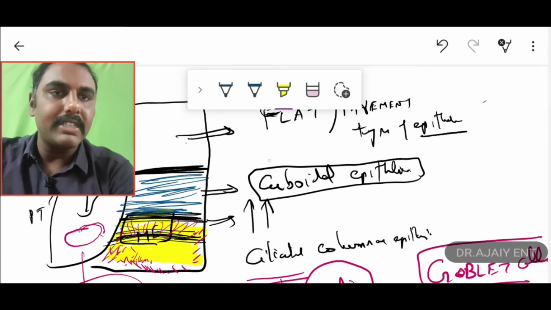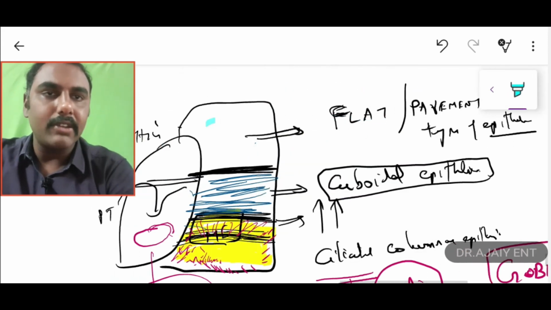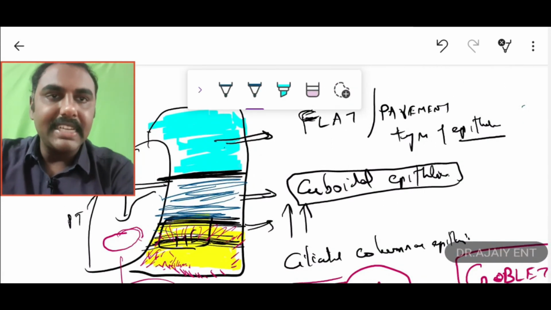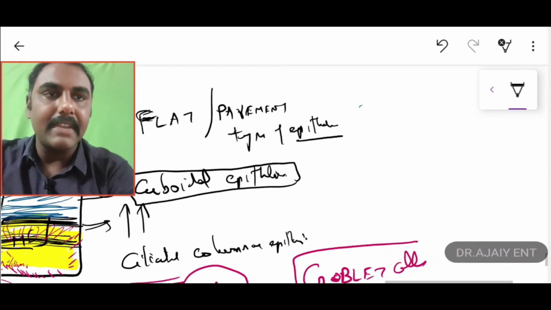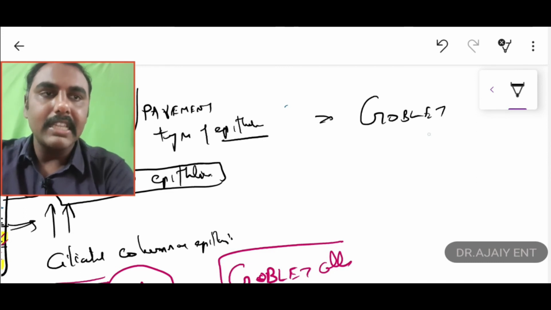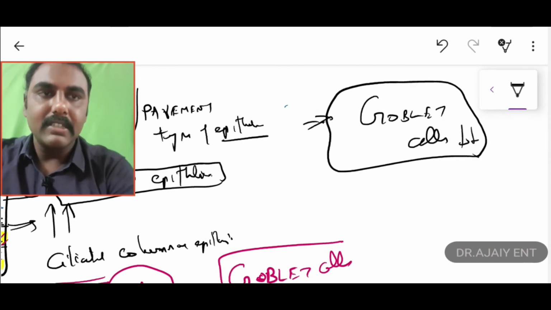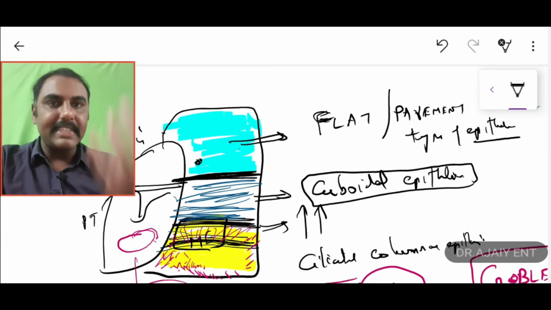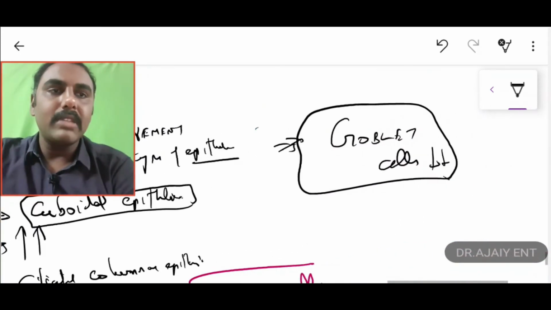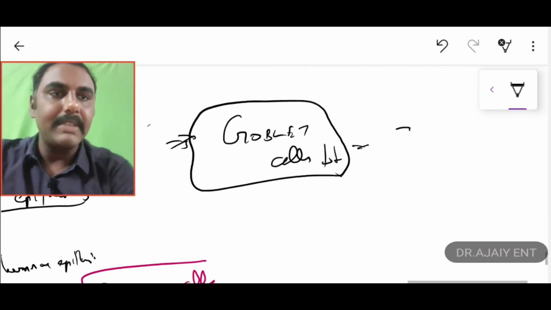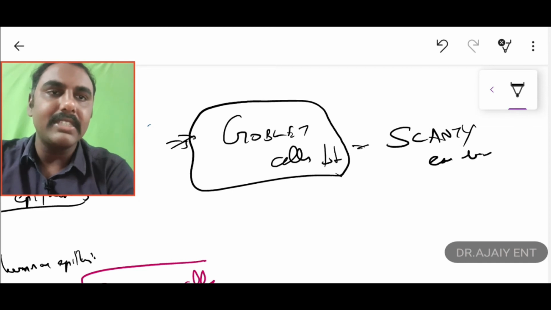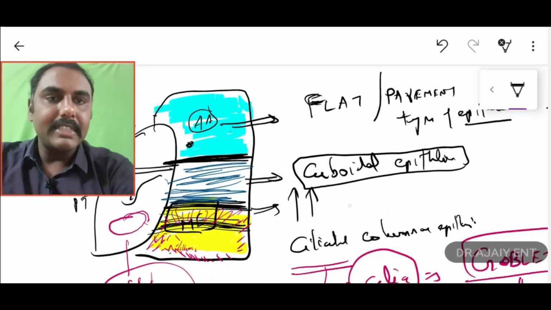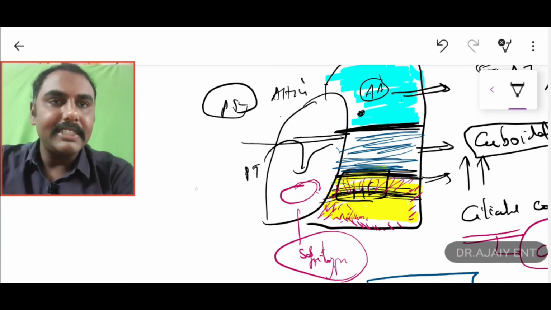Right. So we know that it is turning into a flat epithelium above. When it goes towards the attic area, it turns into a flat or pavement type of epithelium. So what happens here? Here the amount of cilia is less, and the number of goblet cells is decreased in a flat epithelium. So even if there is a pathology here, since the goblet cells and ciliary secreting cells are reduced, the amount of mucus secretion is also less. So there will be a scanty ear discharge. So this is the difference. Scanty ear discharge is seen in the atticoantral type, and profuse ear discharge is seen in the tubotympanic type.